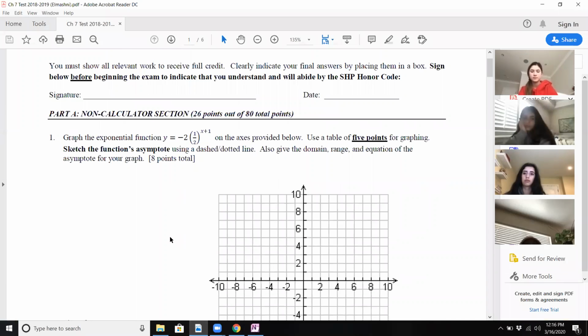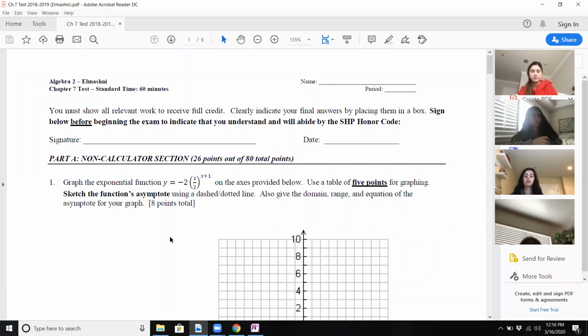So let's talk about what is going to be on the test. This is a test from last year, and I'm pretty much going to design it in a similar way. Now, I'm not going to ask you to graph anything by hand because that's too hard to do on Schoology. I might give you an equation and ask for the domain and range, as multiple choice or fill in the blank. Or I'll ask for the equation of the asymptote, which could be multiple choice.